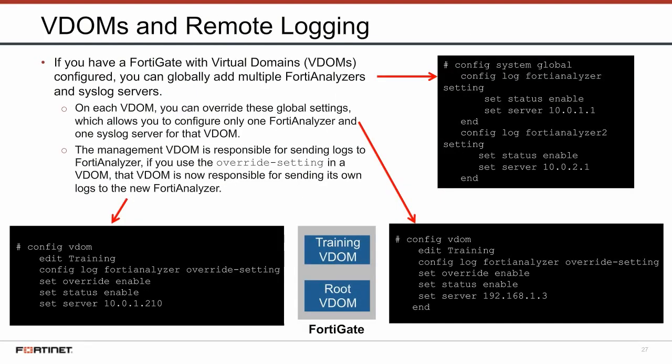If you have a FortiGate with virtual domains, VDOMs configured, you can globally add multiple FortiAnalyzers and syslog servers. On each VDOM, you can override these global settings, which allows you to configure only one FortiAnalyzer and/or one syslog server for that VDOM. The management VDOM is responsible for sending logs to FortiAnalyzers and syslog servers, so if a VDOM uses the override setting, then that VDOM is responsible for sending the logs to the new FortiAnalyzer or syslog server.